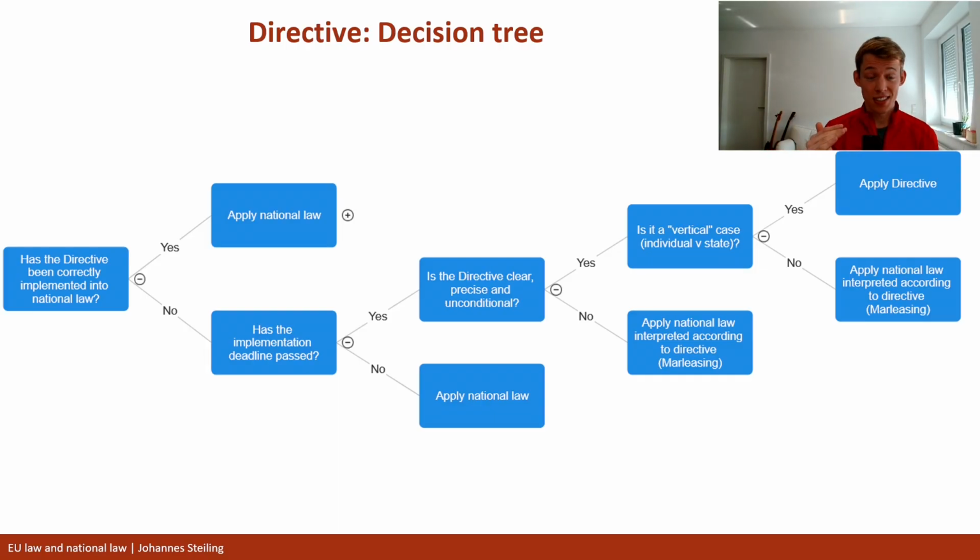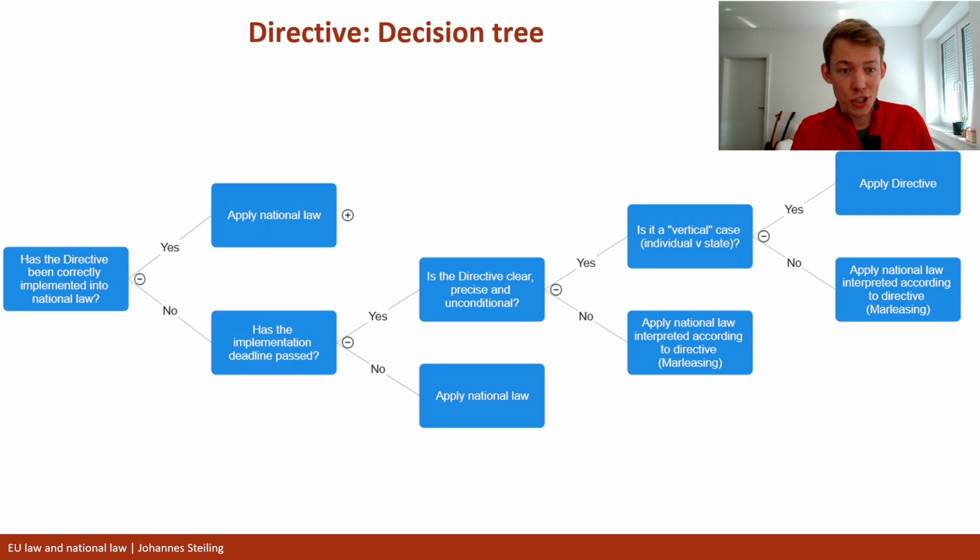If it isn't, right? If the directive is not clear enough, like it doesn't give us enough of a legal consequence in our case, then we would apply national law. Because, why? Because no direct effect. And without direct effect, there can't be disapplication of national law. We would not disapply national law, we would apply national law.